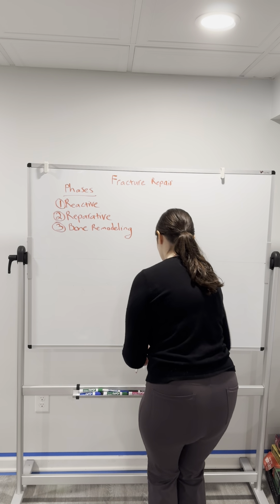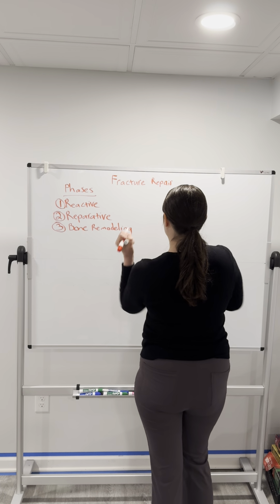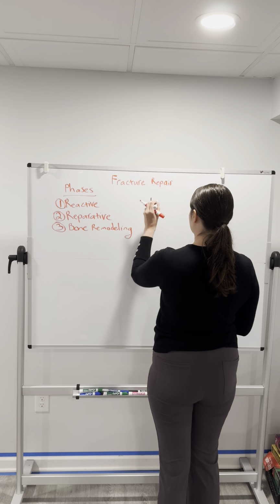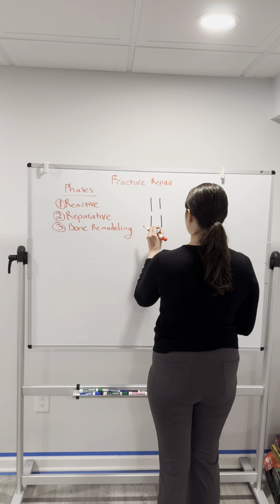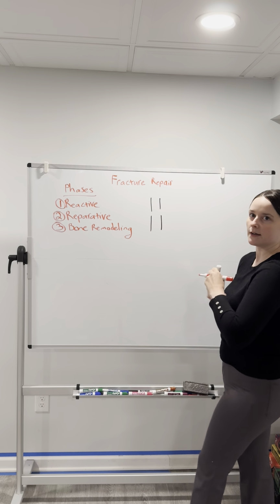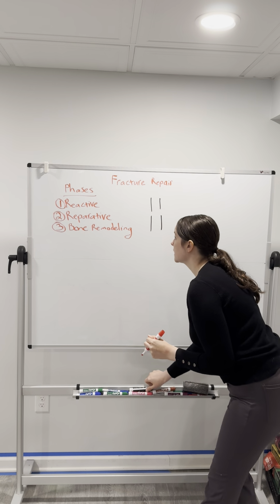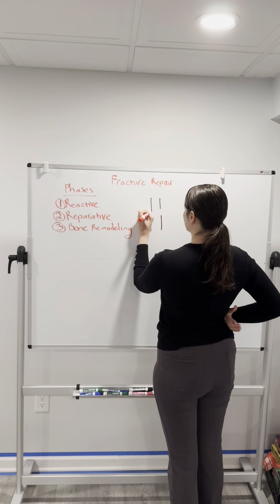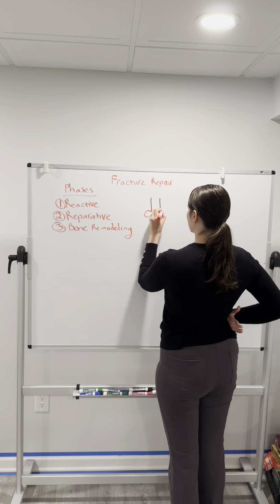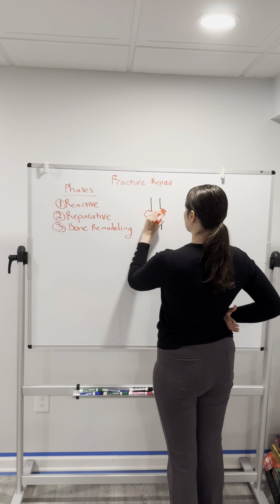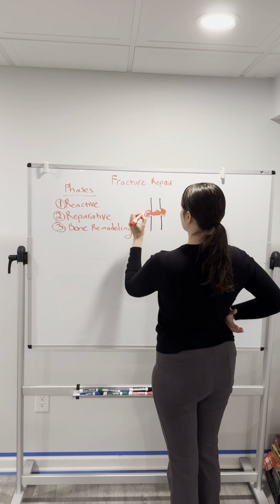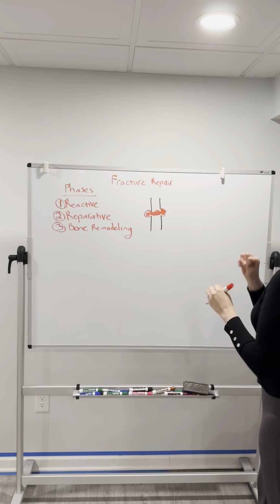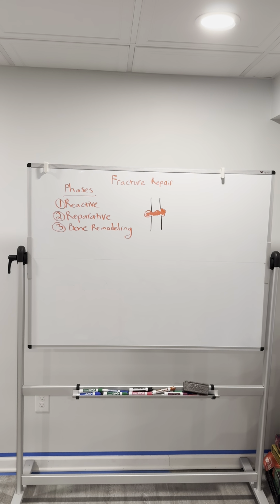So say we have our bone here. We have a break right there, okay, in the center. First, during our reactive phase, a hematoma forms. So it's like a big blood clot forms at the site of the break. So it helps to kind of stabilize the break. So it's like an initial reactive phase, right? Like an initial reaction, we need to stabilize this break, okay?